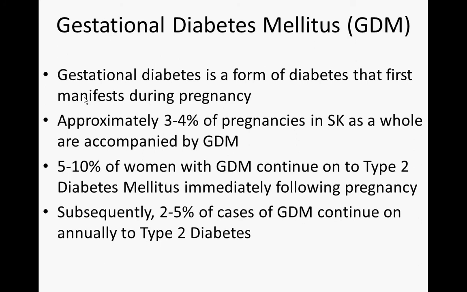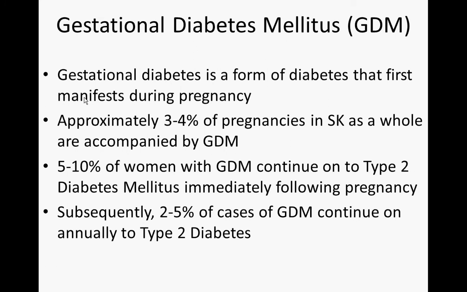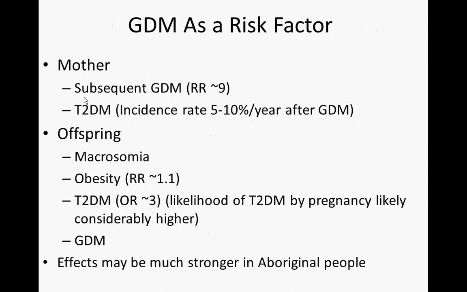And what's notable is that gestational diabetes is important as a risk factor, in addition to being a nuisance and decreasing quality of life during pregnancy. It's a potent risk factor for the mother, associated with much higher risk of subsequent gestational diabetes, but also type 2 diabetes, with almost 5 to 10% of women going on to develop type 2 diabetes shortly after pregnancy, and those who avoid that just after pregnancy, 2 to 5% per year going on to develop type 2 diabetes.